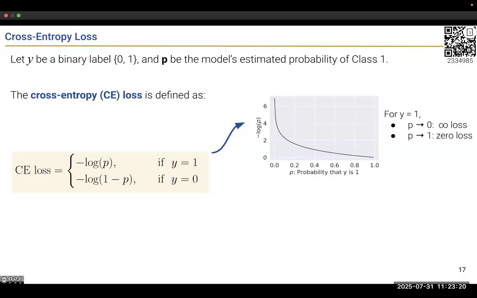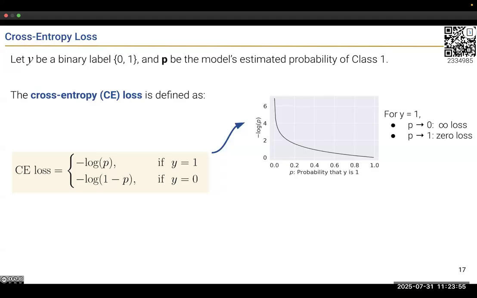Remember what the log curve looks like. If y is equal to 1, this is what the cross-entropy loss for a single data point will look like, depending on different estimated probabilities, right? It's kind of a curve like this, but look at the labels. So for y is 1, you get zero loss when your predicted probability is 1, which is what we want, right? If your true response is 1, we want to predict the probability of a true class of 1.